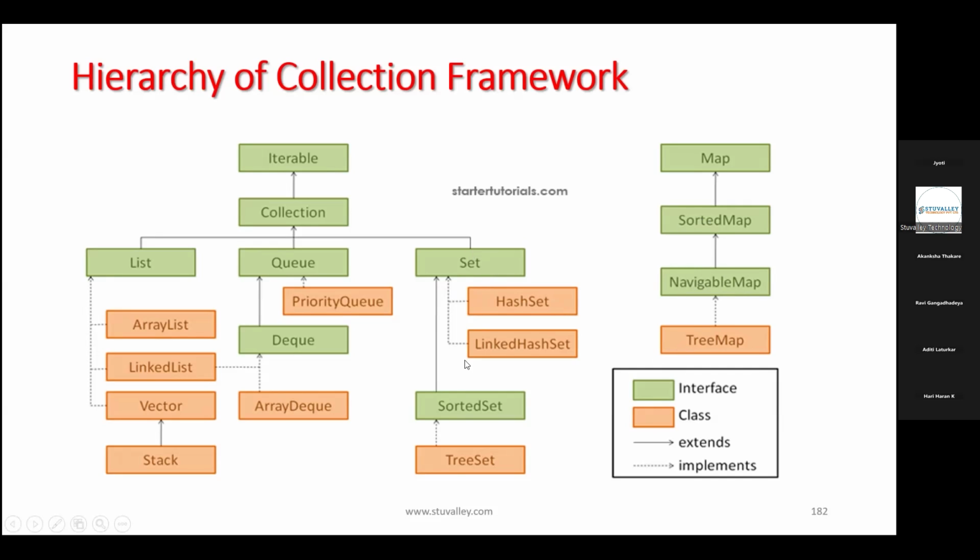So basically, the set data structure internally completely uses the map data structure to store the data, because map also doesn't store duplicate key data. Okay, values can be duplicate, but keys cannot be duplicate. So HashSet uses the HashMap implementation class. LinkedHashSet uses the LinkedHashMap implementation class. TreeSet uses the TreeMap implementation class. Okay, so this is the collection framework hierarchy and the different data structures.